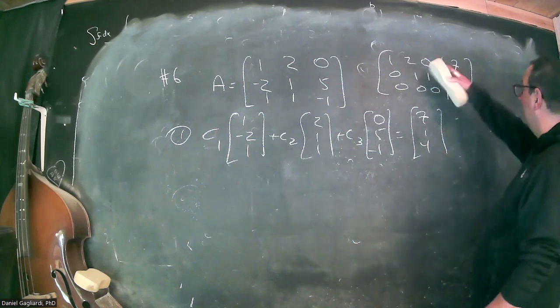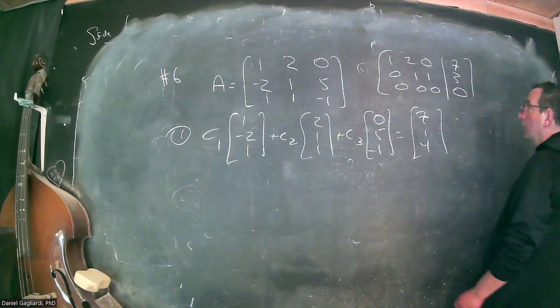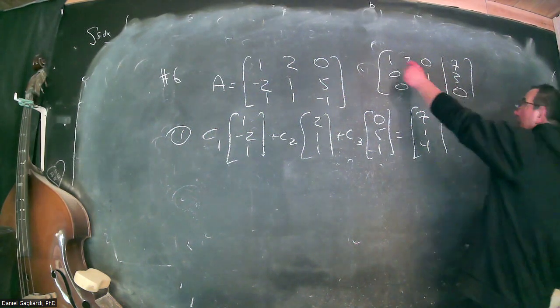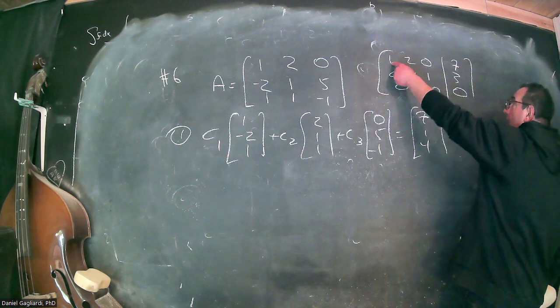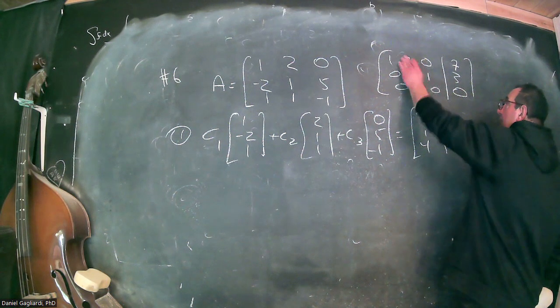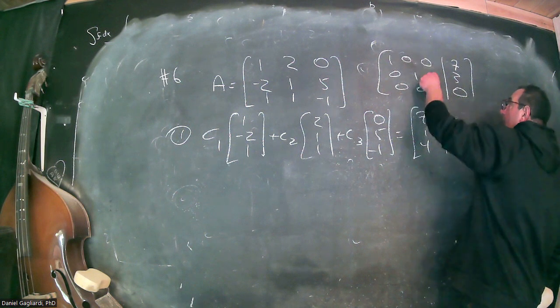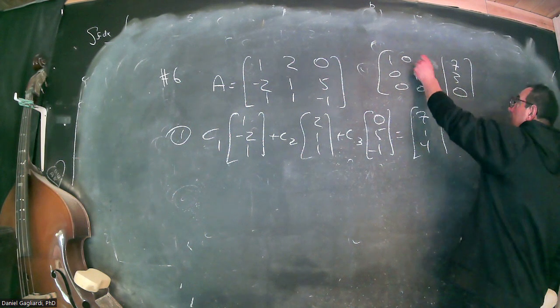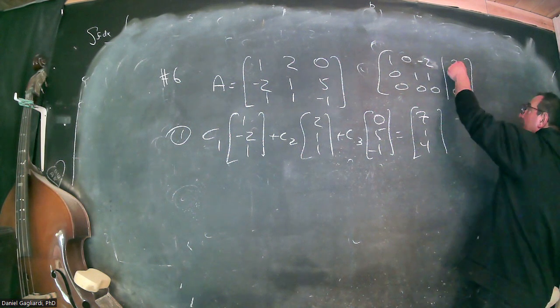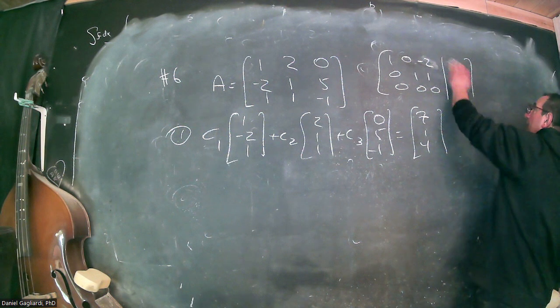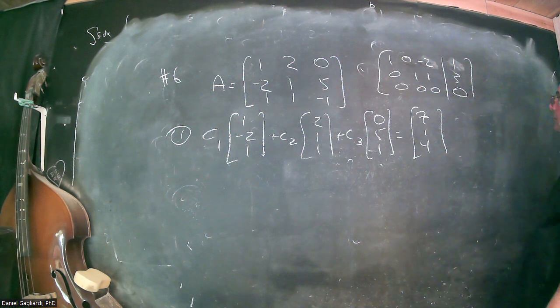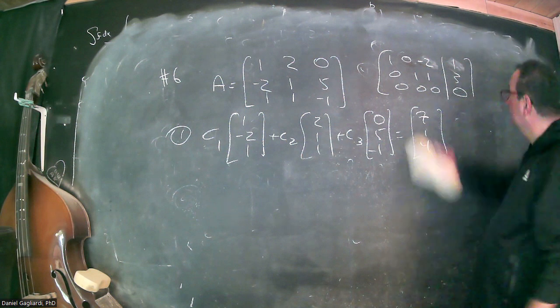One last step. How about we take 2 row 2s away from row 1? So 1 minus 2 zeros is still a 1. 2 minus 2 1s is a 0. And 0 minus 2 1s is a negative 2. And 7 minus 2 3s is a 1. Okay? All right, good. We're ready to return to the land of equations.